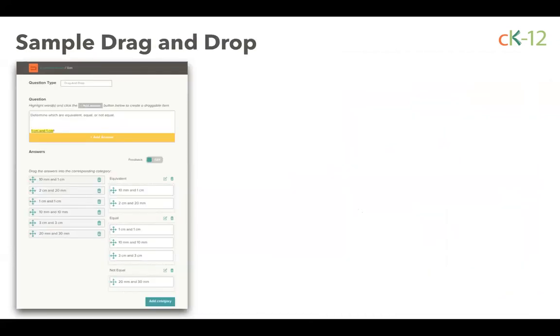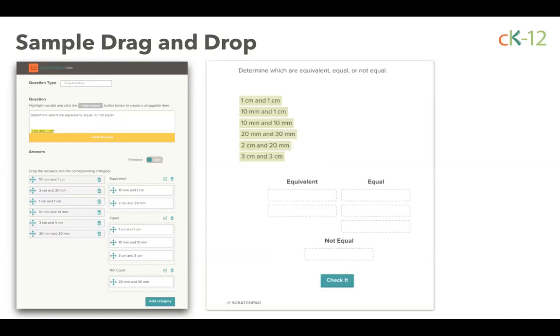The next type is a drag and drop. As I said, this was a category. In this case, it says determine which are equivalent, equal, or not equal. You build your answers, highlighting pieces, and drag them into the appropriate categories. When that comes up, it would look like this, where students can pick each part and drag it into the correct boxes.